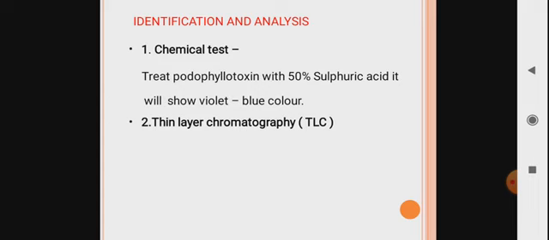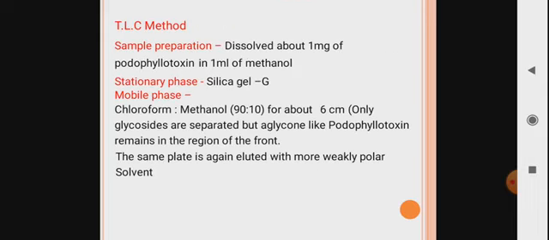Thin layer chromatography is used for analysis. First, sample preparation: dissolve 1 mg podophyllotoxin in 1 ml of ethanol. Stationary phase: silica gel G. Mobile phase: chloroform and methanol, proportion 90:10, run for about 6 cm. This means only glycosides are separated, but an aglycone like podophyllotoxin remains in the region of the front. The same plate is again eluted with a more weakly polar solvent, meaning a two-dimensional method can be used for the identification of podophyllotoxin.